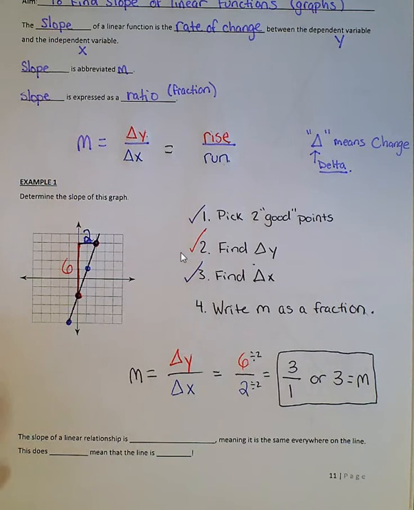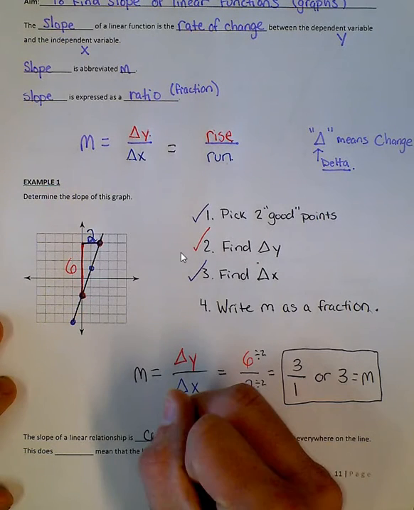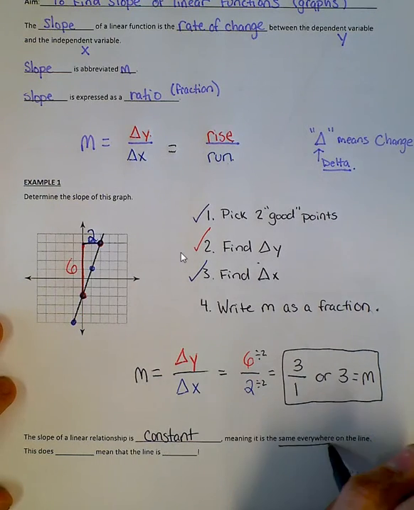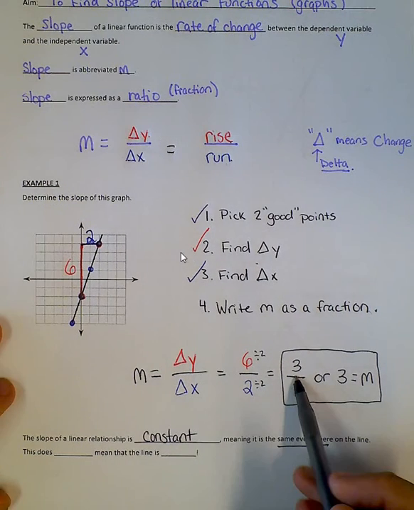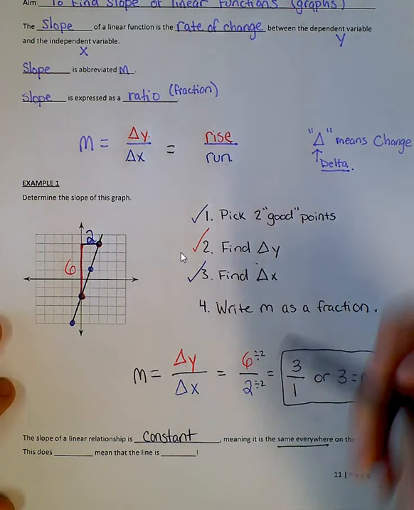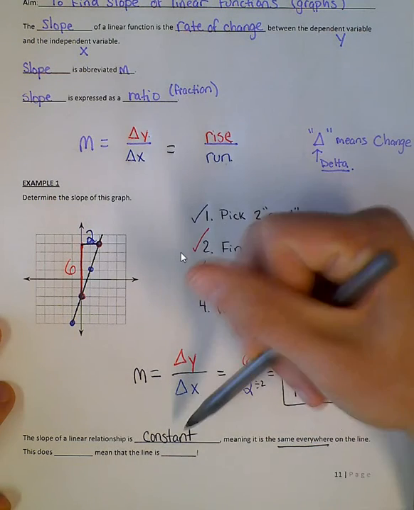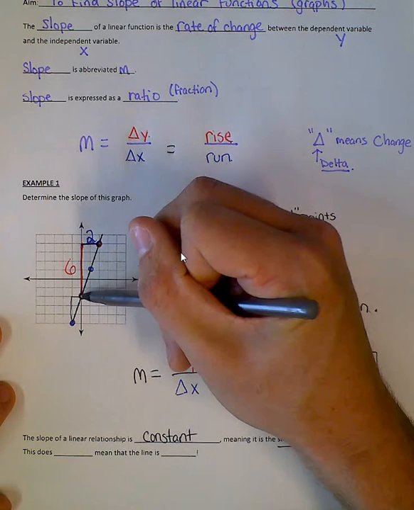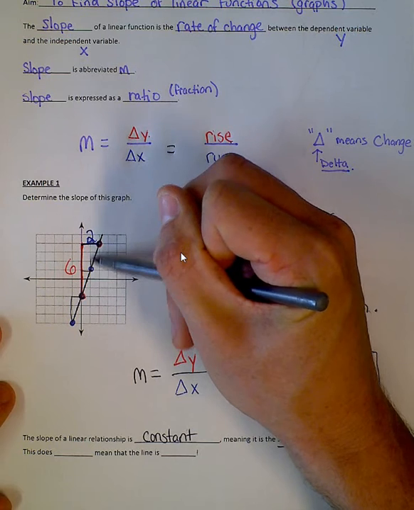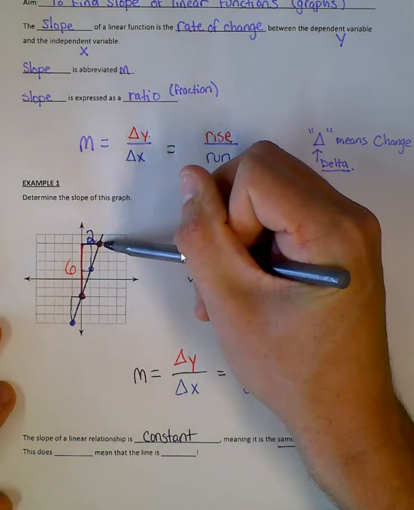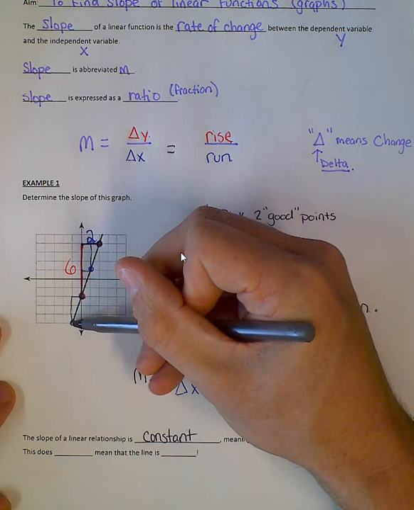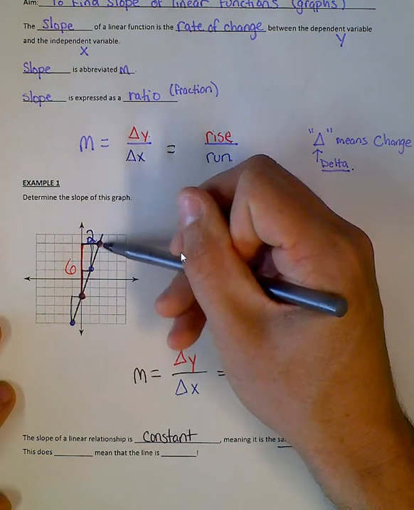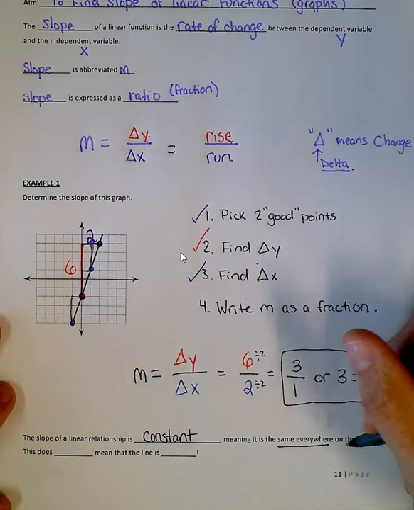The slope of our linear relationship is constant, meaning it's the same everywhere. So I can see this 3 over 1 in a lot of places. If I go back to my graph, here's where this idea of constant comes in. Up 3 over 1. Up 3 over 1. Up 3 over 1. Kind of like staircases. I can always see this constant ratio happening. So that means it's the same everywhere.